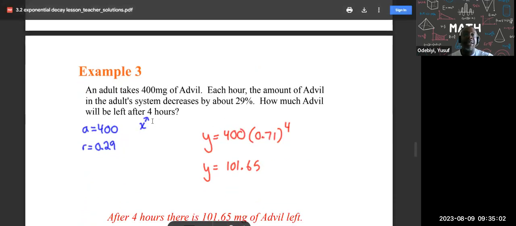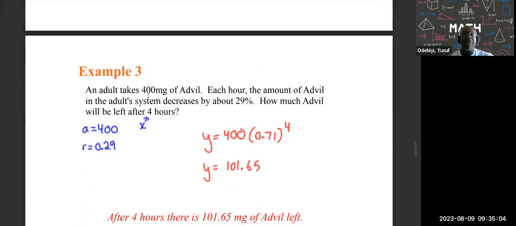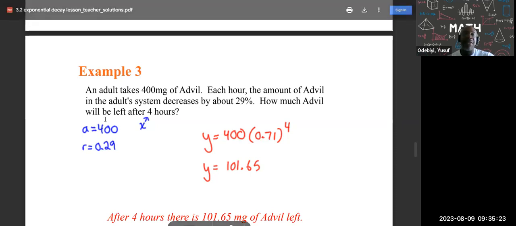Now we're going to talk about an example where someone is taking Advil. They take 400 milligrams of Advil. Each hour, the amount of Advil in the person's system decreases by 29%. How much Advil will be left in the person's body after 4 hours? Each hour it's going down by 29%.